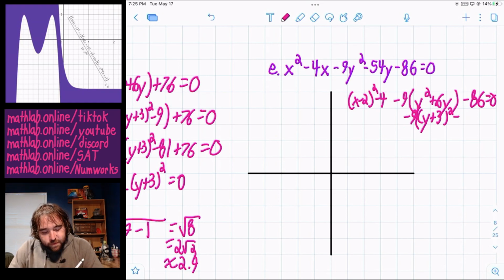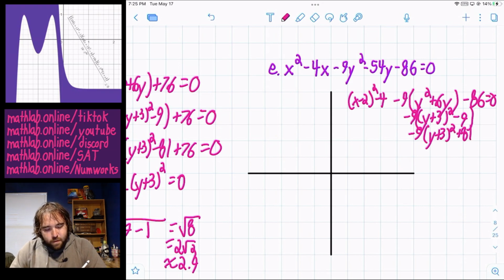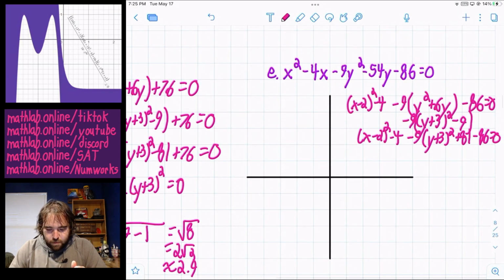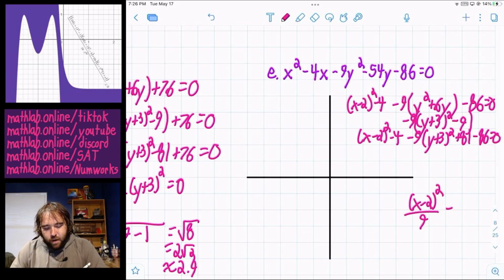This is our double parentheses here. So that's what I get for not writing it all out. So negative 9, (y plus 3) squared plus 81 minus 86 equals 0. (x minus 2) squared minus 4. Okay, so now we can combine. We're going to get 9 again, actually. So negative 5, negative 9, yeah, we're going to get 9 again. It's going to be like the exact same thing, except for a hyperbola.